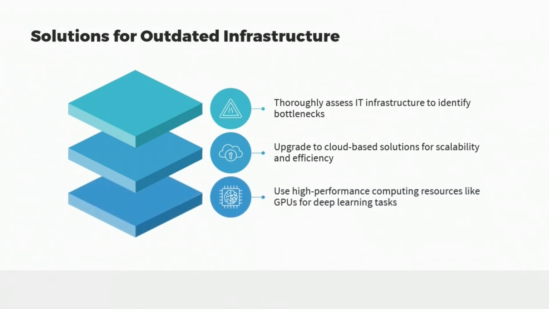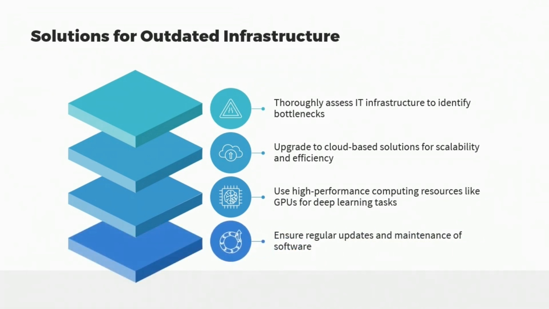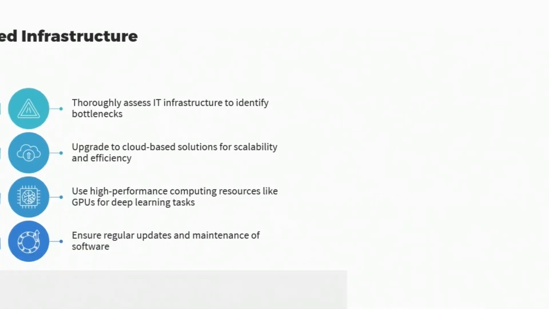And utilizing high performance computing resources like graphics processing units or GPUs can significantly accelerate AI model training and inference tasks, enabling organizations to achieve faster and more efficient results. And of course, regular updates and maintenance of software and hardware components is super important to ensure the reliability, security, and compatibility of IT infrastructure with AI applications and workflows.